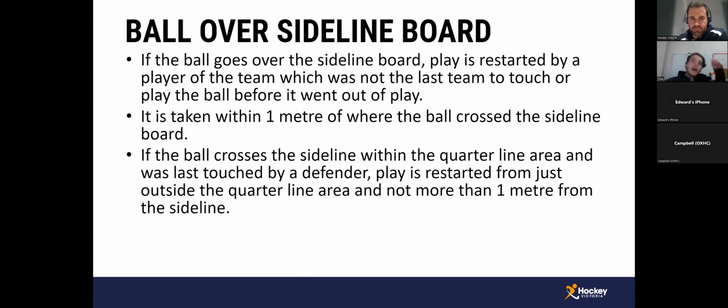All over the sideline boards. So if the ball goes over a sideline board in particular, play is restarted by the player who didn't tip the ball over. So whoever it wasn't last touched by, and it's taken within 1 meter of where the ball crossed the sideline board. So perpendicular with where it went out, just that 1 meter. If it crosses the sideline within the quarter line area and it was last touched by the defender, it's just restarted outside on the quarter line, 1 meter infield.